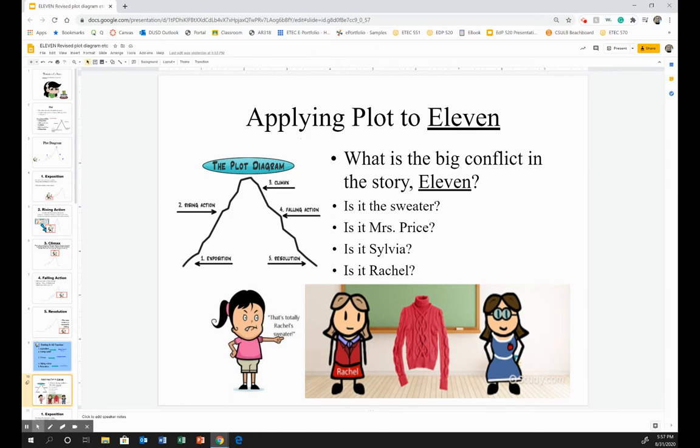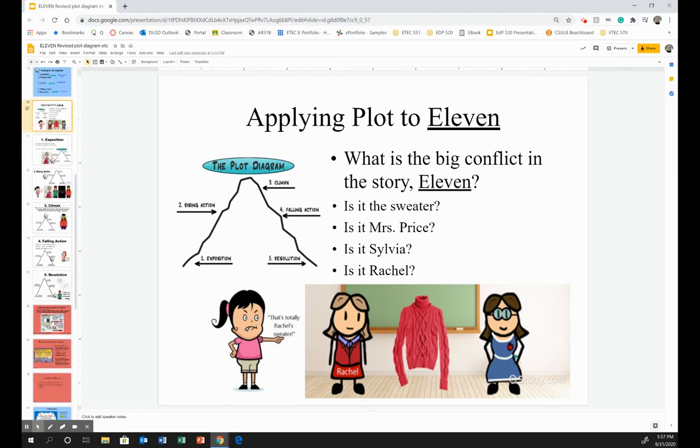So in "Eleven," what was the big conflict? Of course, the big conflict is the way Rachel feels about this sweater. Her conflict is inside of her. She's really upset. The Mrs. Price and Sylvia characters are part of the conflict too, because actually pretty much everyone in the story is telling Rachel that this sweater is hers and she needs to put it on. And Rachel doesn't want to defy the teacher. She's only 11, and she's not going to go up against the teacher, in my opinion.